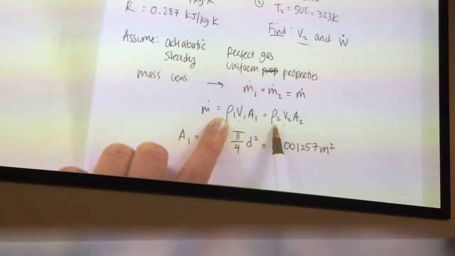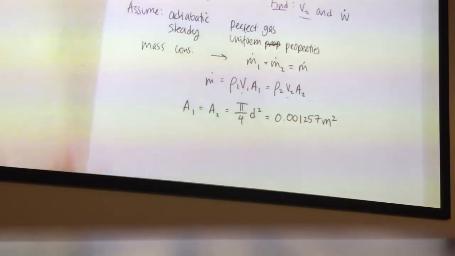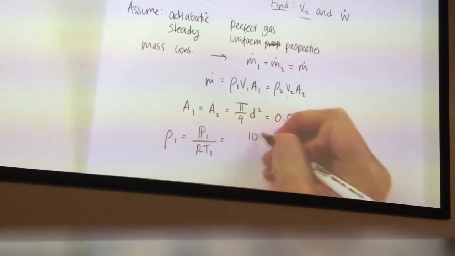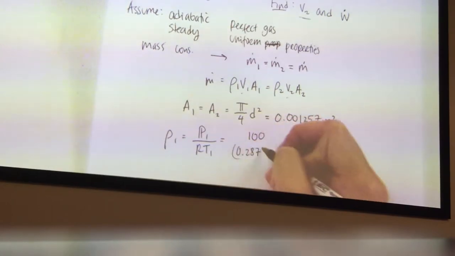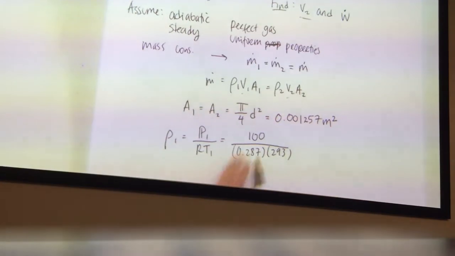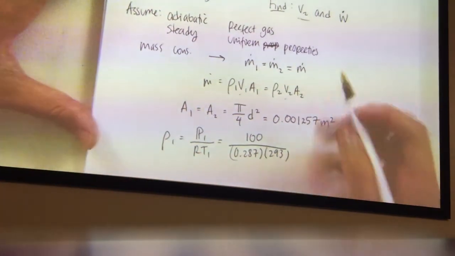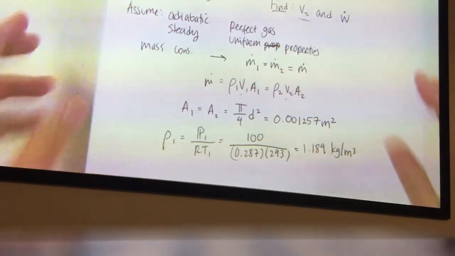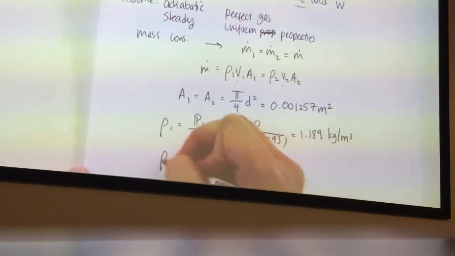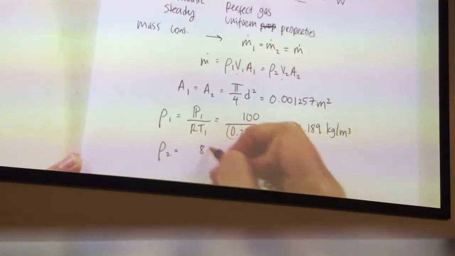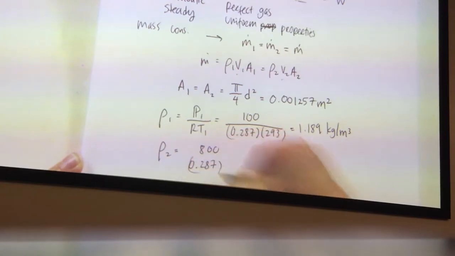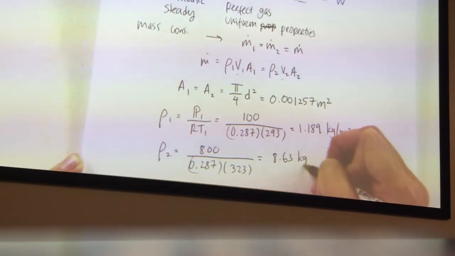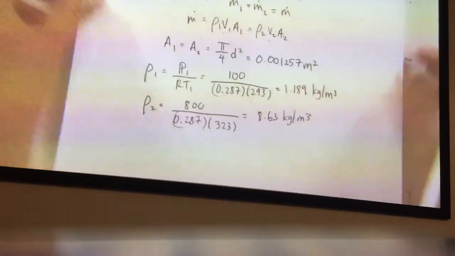Now to find the density rho, we're going to use the gas law. So rho 1 equals P1 over R T1. That is 100 over 0.287 times 293. Make sure the gas constant and the pressure units match, so they cancel out the right way. We get 1.189 kilograms per meter cubed. Then for the density exiting, that will be 800 over 0.287 times 323 Kelvin, so it's 8.63 kilograms per meter cubed. As we saw, our density increased.